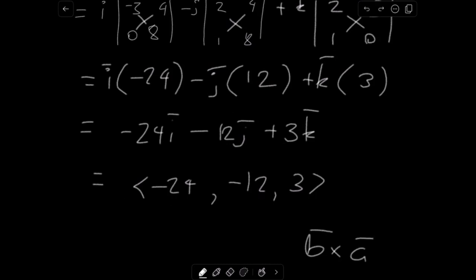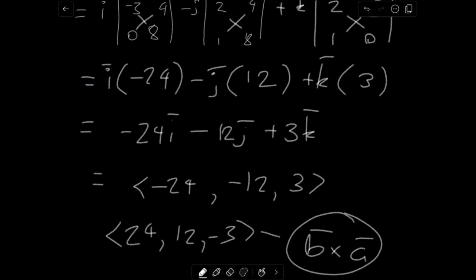No, we don't, not exactly. What we expect it to be is, let's multiply this by a negative. We expect b times a to be 24, 12, and negative 3. That's what we expect for b times a. Let's check if we are correct.